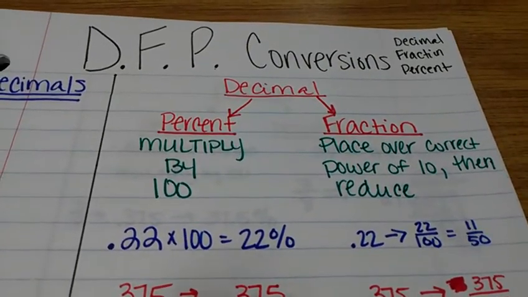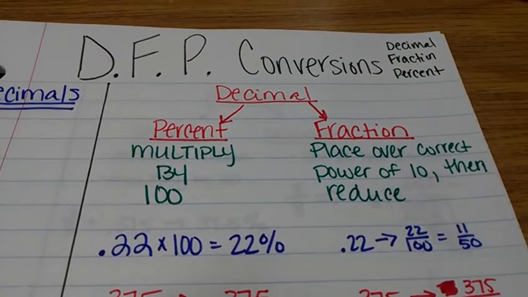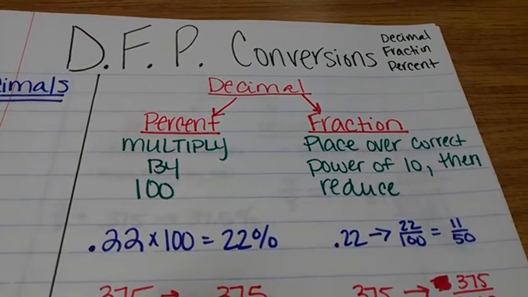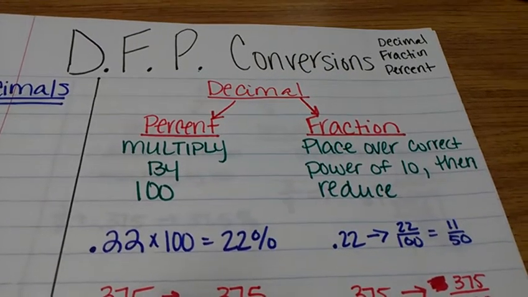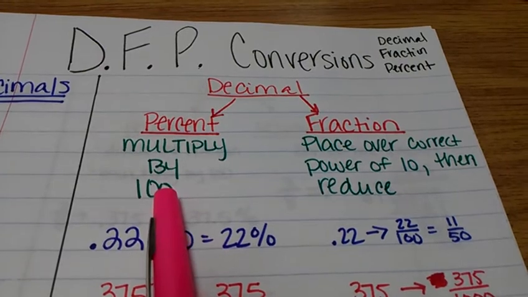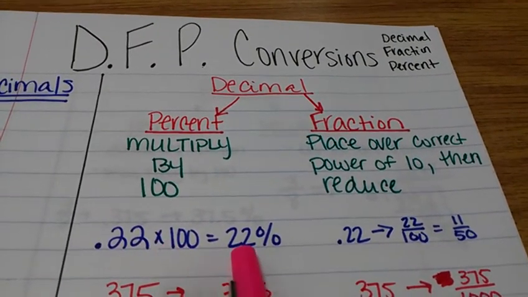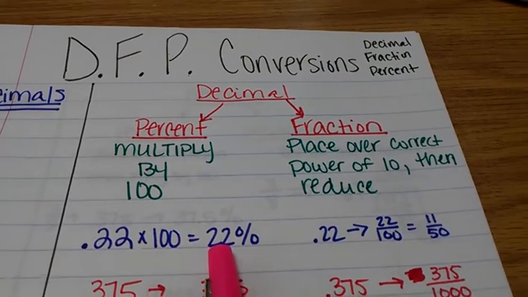You can take a decimal and you can change it into a percentage, or you can change it into a fraction. To change it into a percentage, as you can see, your numbers don't actually change. You're just going to multiply by 100. So 0.22 times 100 ends up being 22%.